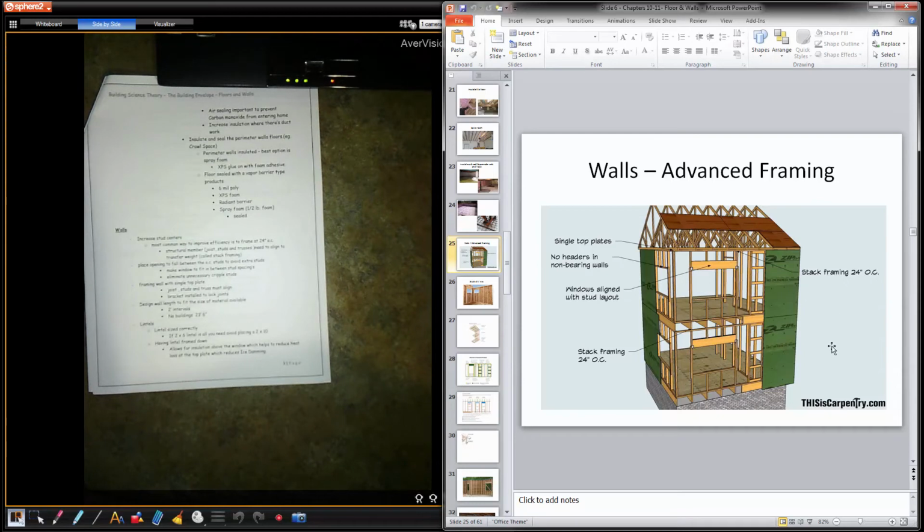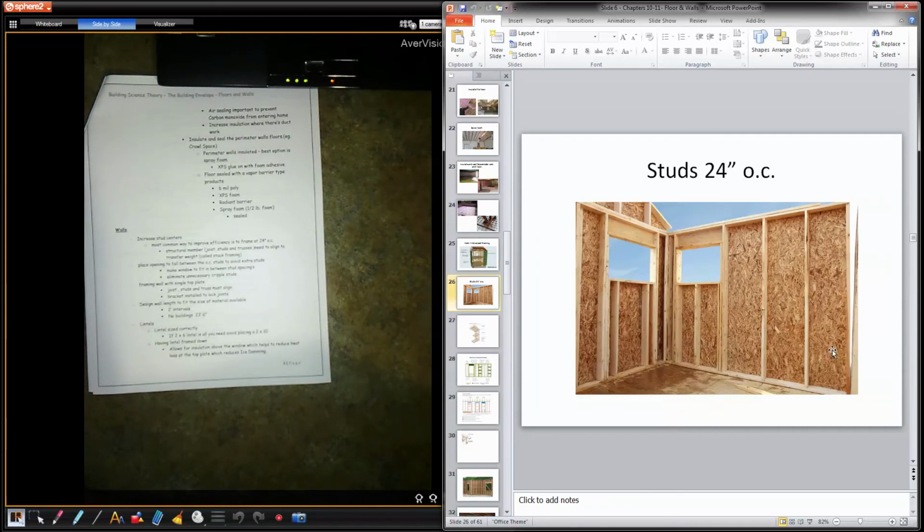And then stack frame 24-inch on center. So here's another picture showing studs 24-inch on center, so fairly wide apart. But then they go and put 3 studs in the corner here. Go to the effort of putting 2 foot on center studs, and then this piece of wood could have been eliminated right here.